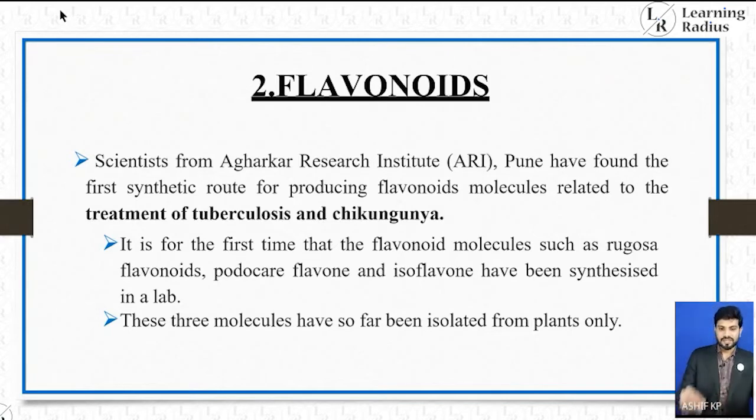It is for the first time that flavonoid molecules such as rugosaflavonoids, pedicellin, and isoflavin have been synthesized in a lab. These three molecules have so far been isolated from plants only. So scientists have found the first synthetic route for producing flavonoid molecules related to the treatment of tuberculosis and chikungunya.